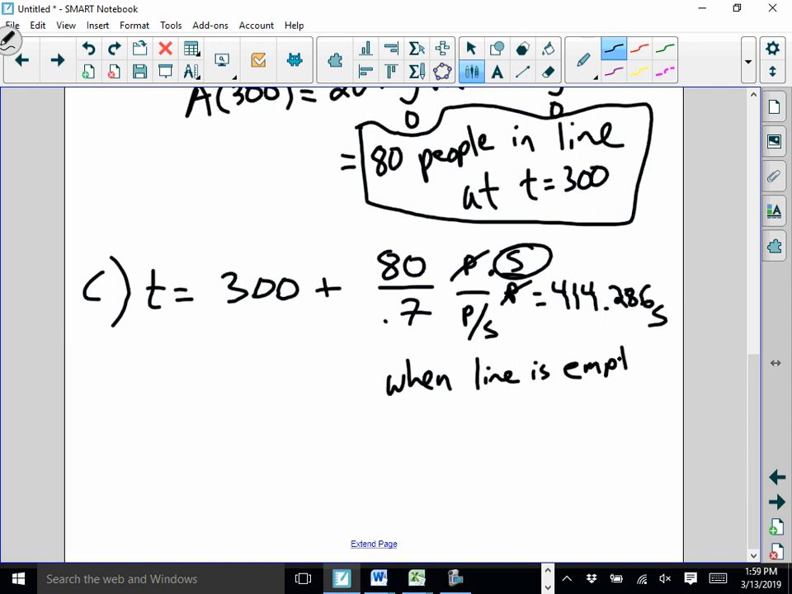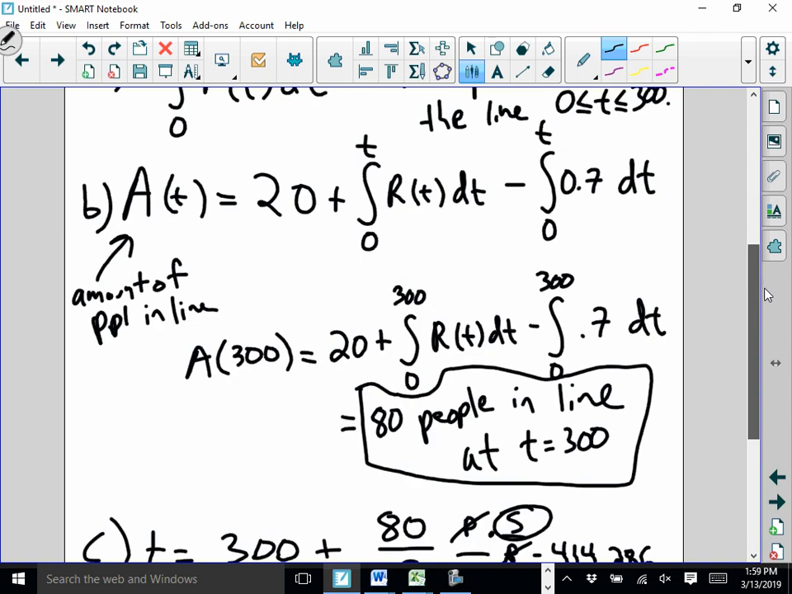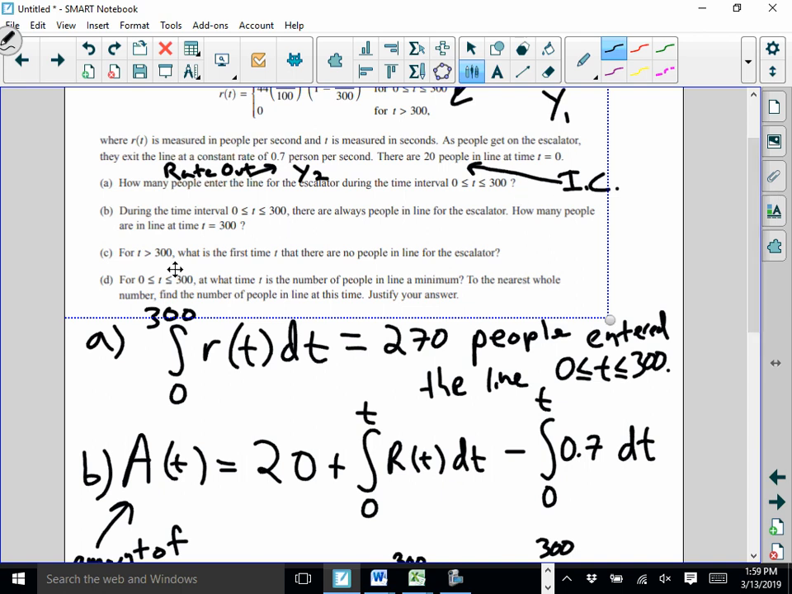Part D is more important here. It's worth a lot more points on the test. So let's take a look at part D. D says, for 0 to 300, at what time T is the number of people in the line a minimum? Okay, so we're talking about the amount of people in line. We already considered an equation for the amount of people in line, and we want to find its minimum value. And so we want to find the time when the minimum occurs. Then we want to find, to the nearest whole number, the number of people in line at that time.